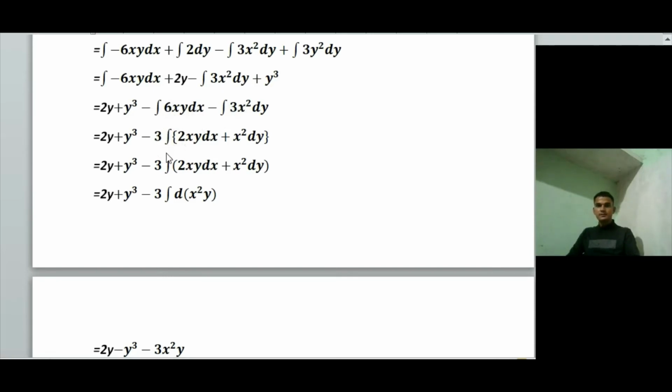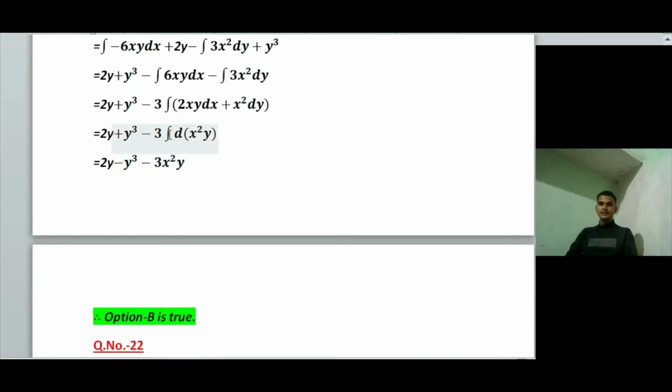So minus 3 came outside, and this became 2xy dx plus x square dy. We can write it as d of x square y. You can check it. Then this is 2y plus y cube minus 3 integration of d of x square y, which is equal to x square y. So it became minus 3x square y.